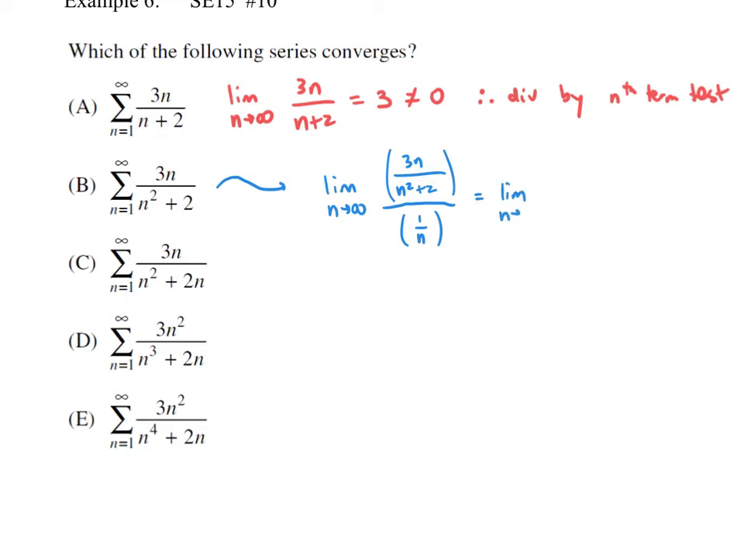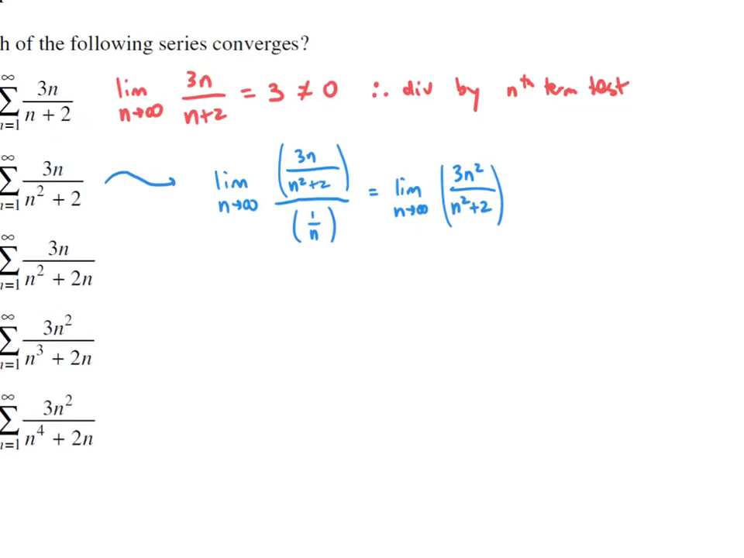algebraically, we get 3n squared over n squared plus 2 if we were to combine this into one fraction. If we were to make this complex fraction just a single fraction. And notice that our limit is 3, which is greater than 0.